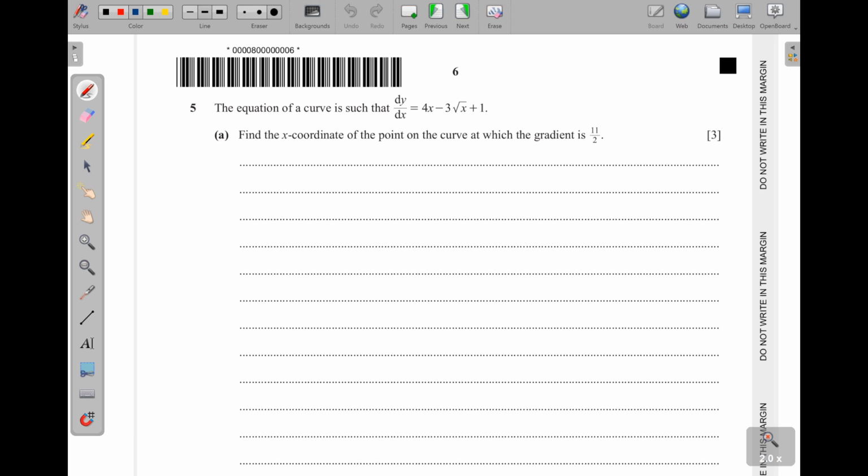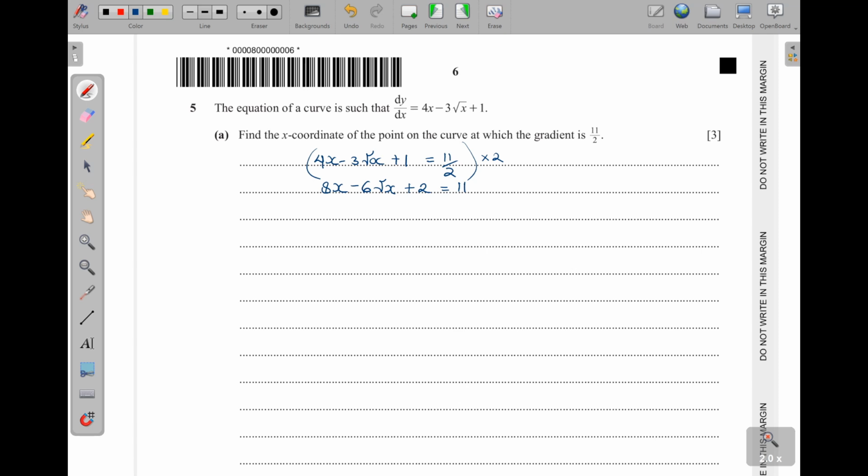Question 5. The equation of a curve is such that dy/dx is equal to 4x minus 3 root x plus 1. Find the x coordinate of the point on the curve at which the gradient is 11 over 2. Now dy/dx is the gradient function. So that means I'll get my 4x minus 3 root of x plus 1. Then I equate it to 11 over 2. Then I can multiply everywhere by 2 to eliminate this denominator. So here we'll have 8x, then minus 6 root of x plus 2, then is equal to 11.